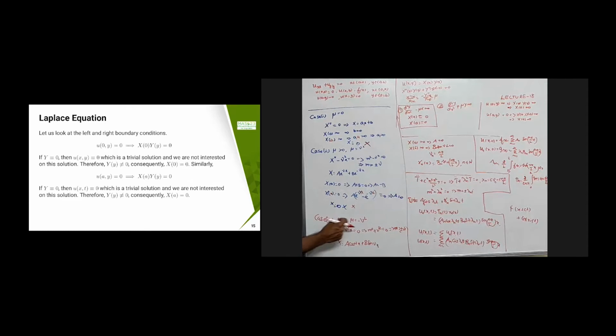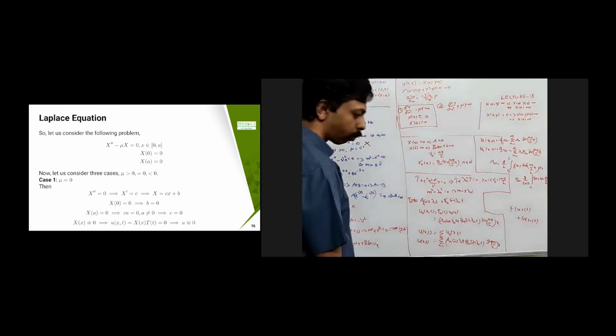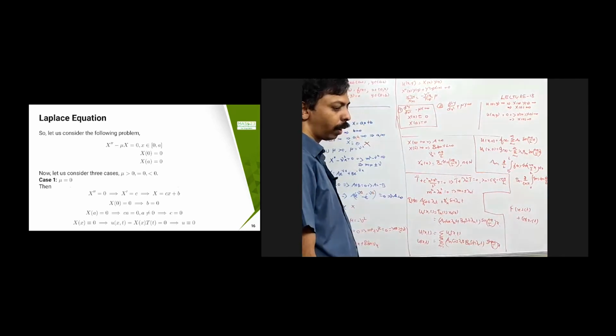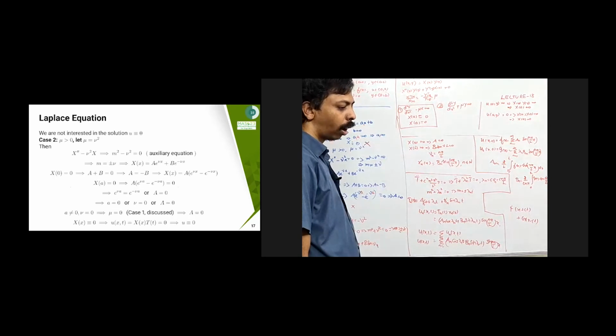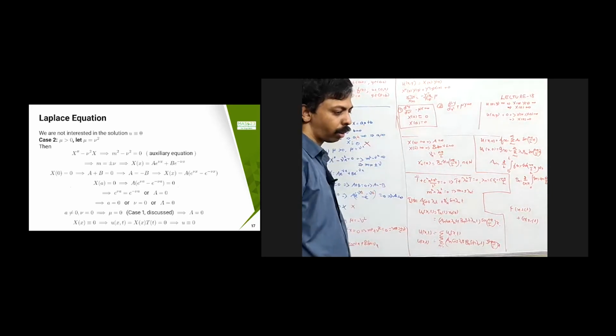So case 3 is lambda less than 0, so lambda equal to minus mu square. So X double dash plus mu square X equal to 0 is going to come. Therefore your auxiliary equation has roots m equal to plus or minus i mu, and X is going to become a cos mu x plus b sin mu x. That's what we have here in the slides also. Lambda equal to 0 we have considered, lambda equal to mu square also we considered, and lambda equal to minus mu square we are discussing.